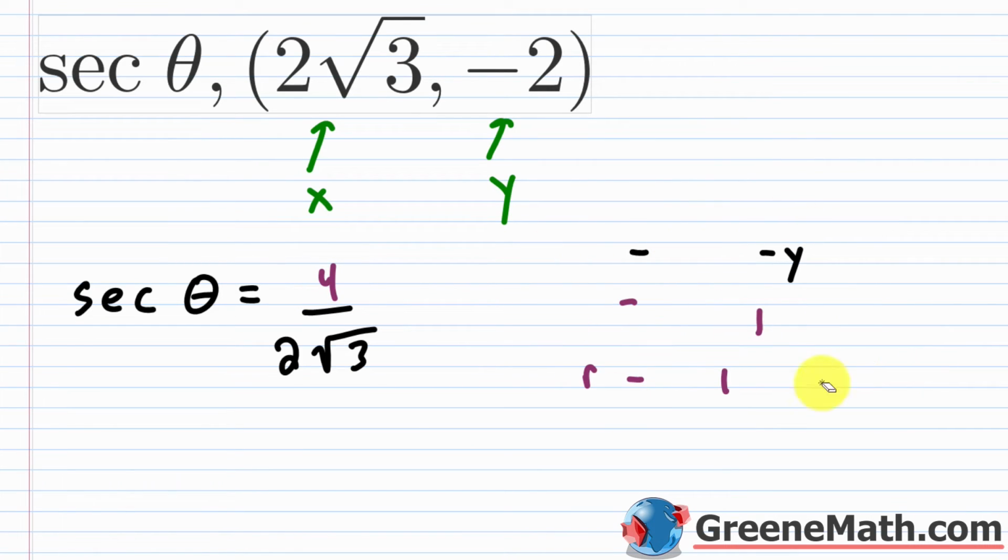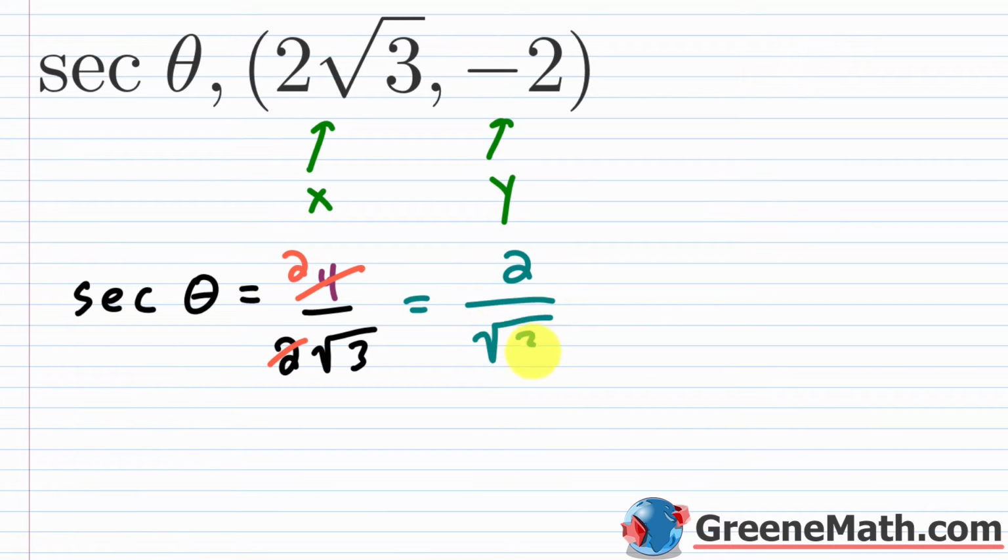Now, again, I just want to simplify. So let's get rid of this. And let's cancel a common factor of 2 between numerator and denominator. 4 divided by 2 is 2. So what this is going to give me here is 2 over the square root of 3. But again, I want to rationalize my denominator.